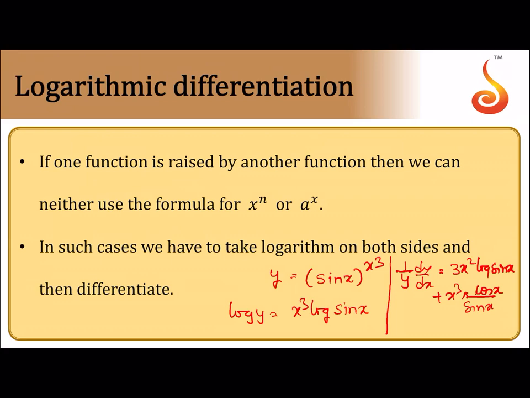Then differentiating with respect to x, we get 1 by y dy by dx is equal to 3x square log sin x plus x cube into the derivative of log sin x, which is 1 by sin x, and the derivative of sin x is cos x. This is called logarithmic differentiation: taking log both sides and differentiating with respect to x. Here we use the product rule.